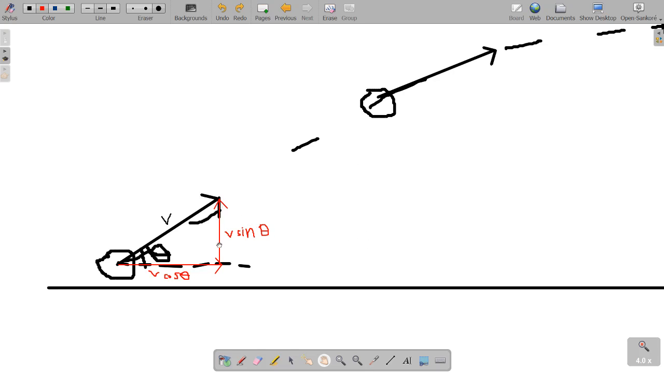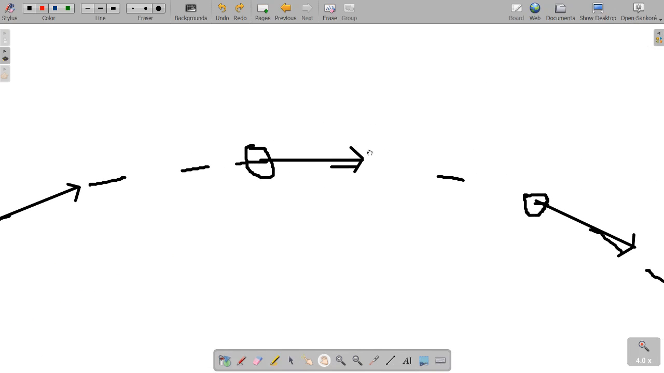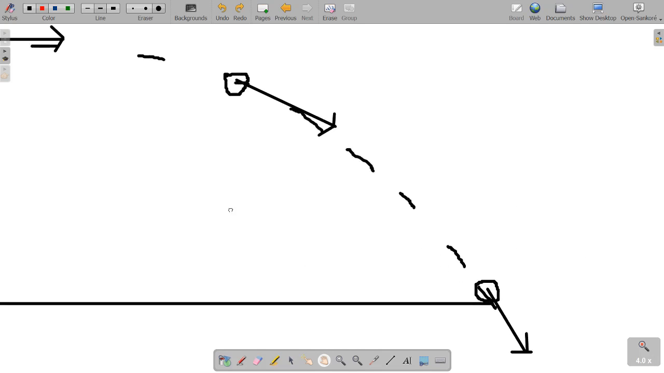So basically when this vertical component is pointing upward, the vertical velocity will keep decreasing and getting shorter until it reaches 0 at the maximum height. Then the velocity vector will point downward and keep getting longer until the ball lands.